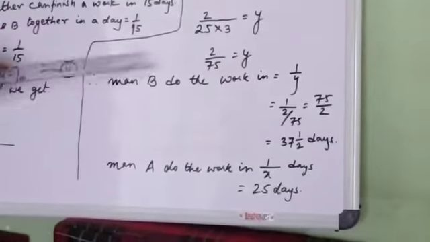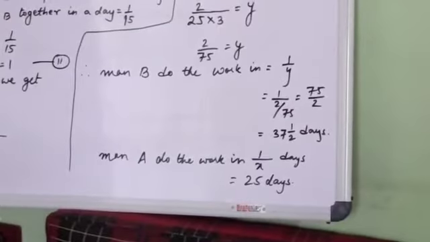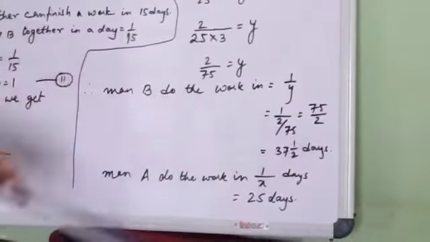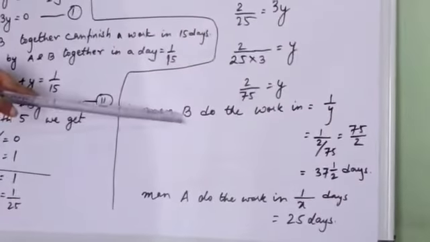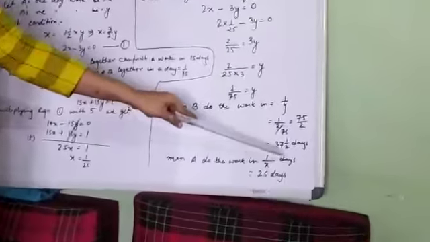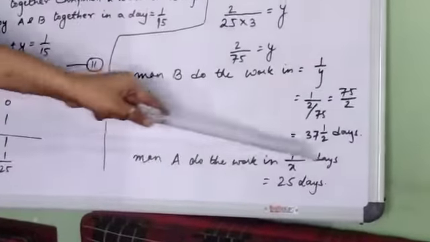That means B is taking 1 by y days to complete the work. When you convert it, it comes to 37 1 by 2 days. That means the number of days taken by B to finish a particular work is 37 1 by 2, and the same work is done by A in 25 days.